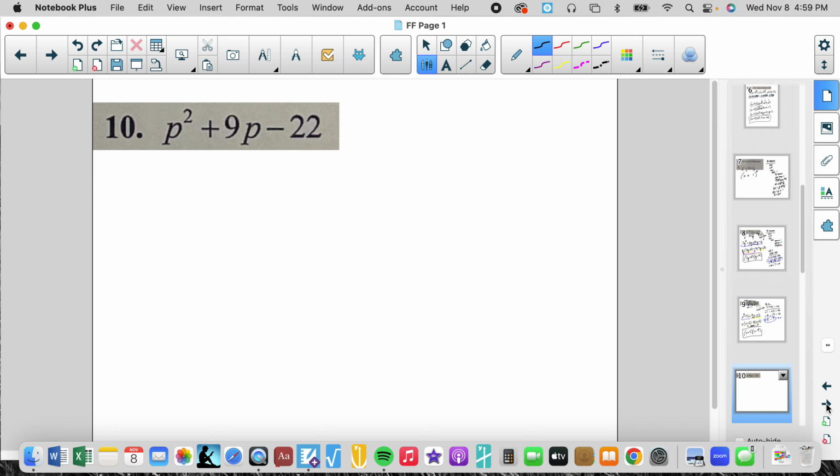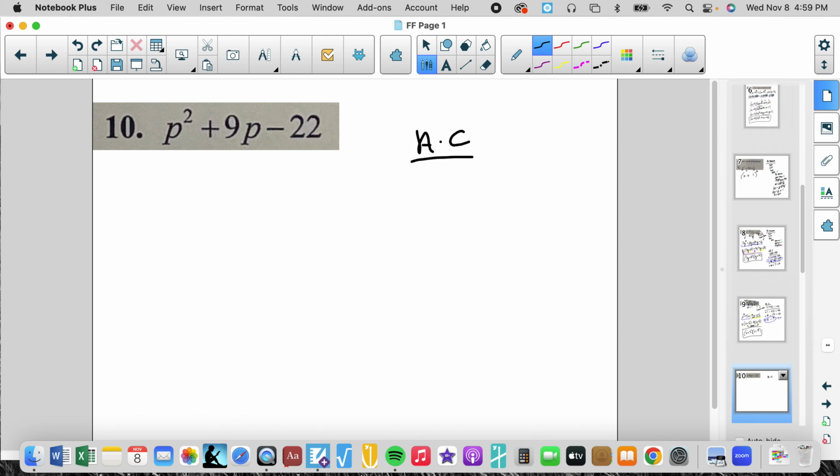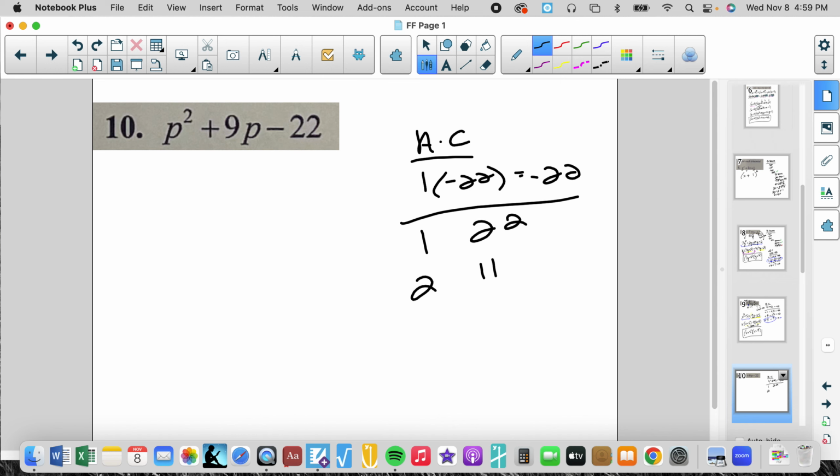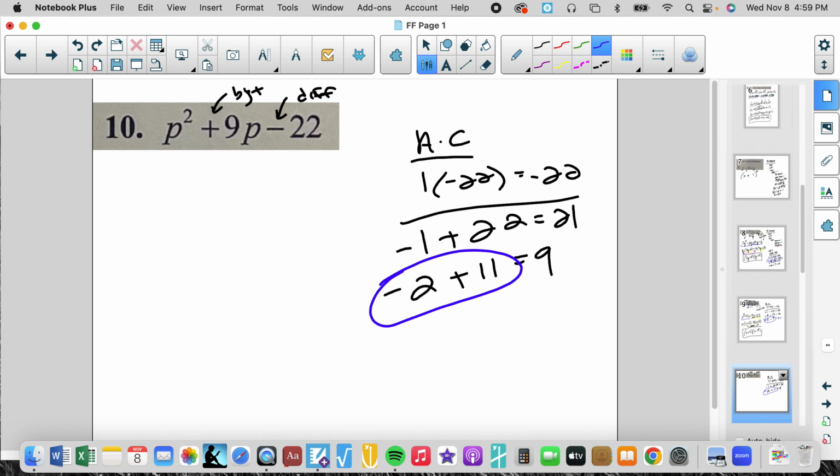Number 10. So 3 terms, not a perfect square. So I again am going to use A times C. A is 1, C is negative 22. So I get negative 22. Factors of 22 are 1 and 22, 2 and 11. The signs are different, and the bigger is positive. So the bigger of the two factors is going to be positive, and the signs are going to be different. So that's 11 and negative 2. These two equal my middle.